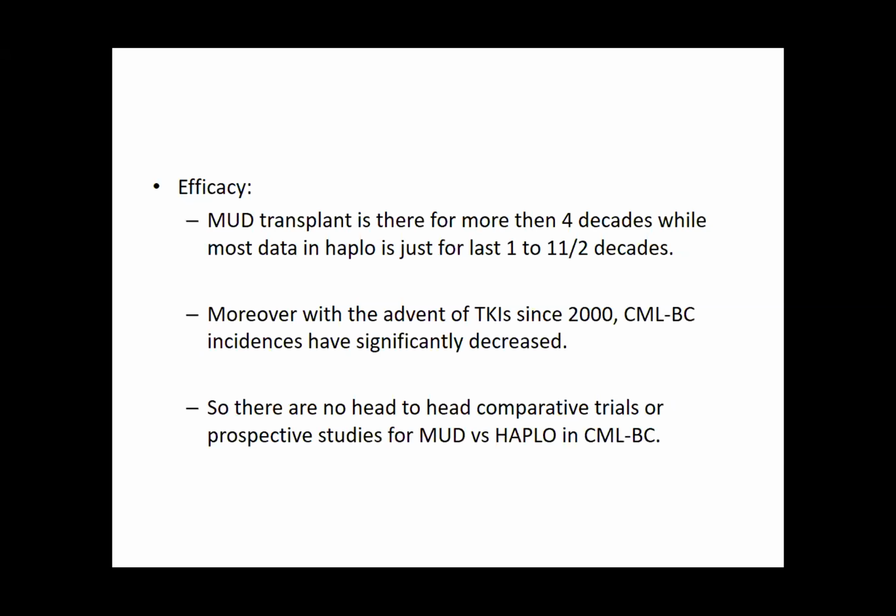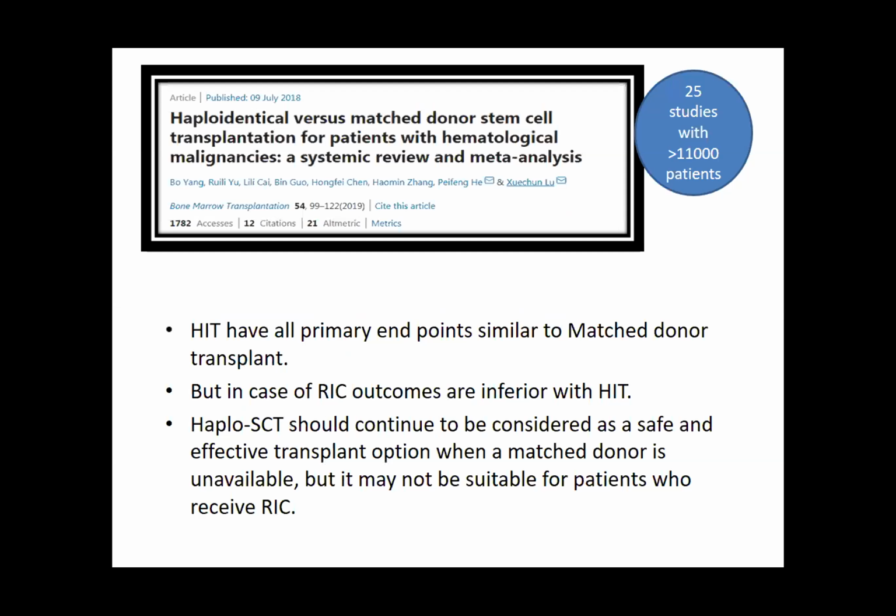The next is efficacy, another important perspective. The MUD transplant has been there for more than 4 decades now, while most of the haplo data are from the last 1 decade or at most 1.5 decades. Moreover, with the advance of TKIs after 2000, CML-BC incidence has significantly decreased. As sir has rightly mentioned, there are no head-to-head comparative trials or prospective studies of MUD versus haplo in CML-BC or even AP. But some data are available, like a 2018 analysis of 25 studies with more than 11,000 patients. They said haplo transplant should be considered safe and effective, but when a matched donor is unavailable, and it is less suitable for reconditioning.